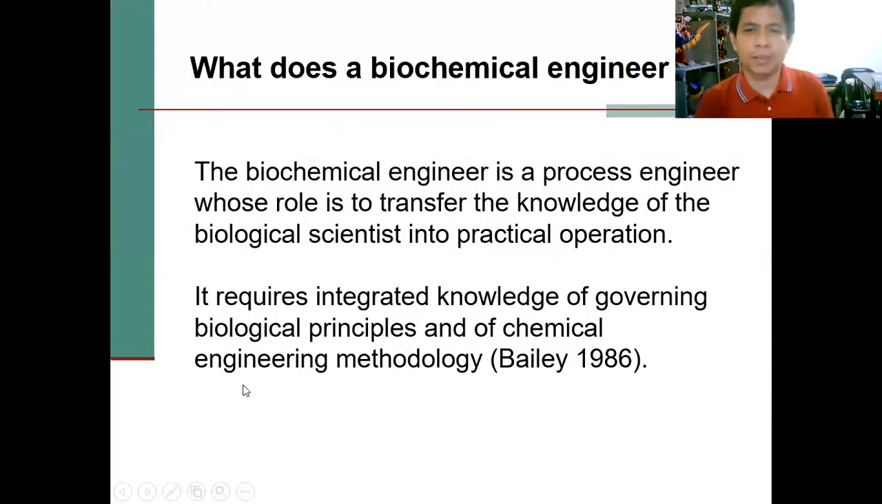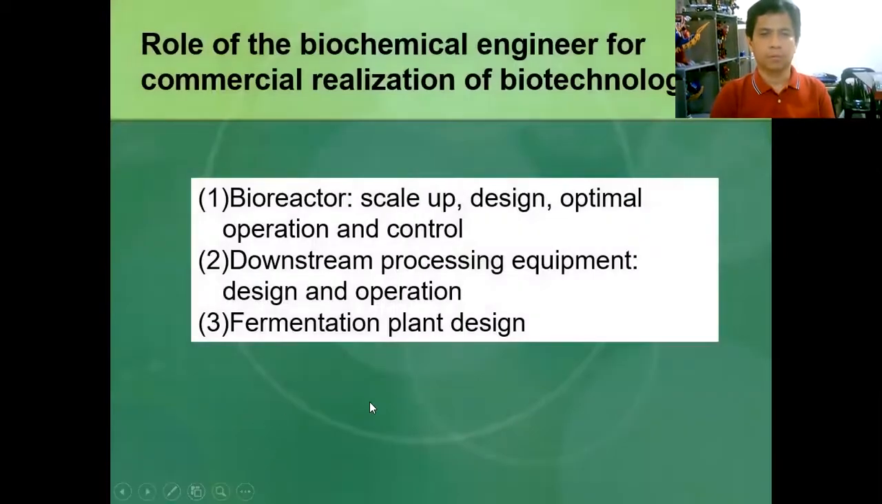So what does a biochemical engineer do? The biochemical engineer is a process engineer whose role is to transfer the knowledge of biological scientists into practical operation. It requires integrated knowledge governing biological principles and of chemical engineering methodology. So what is the role of the biochemical engineer for commercial realization of biotechnology?